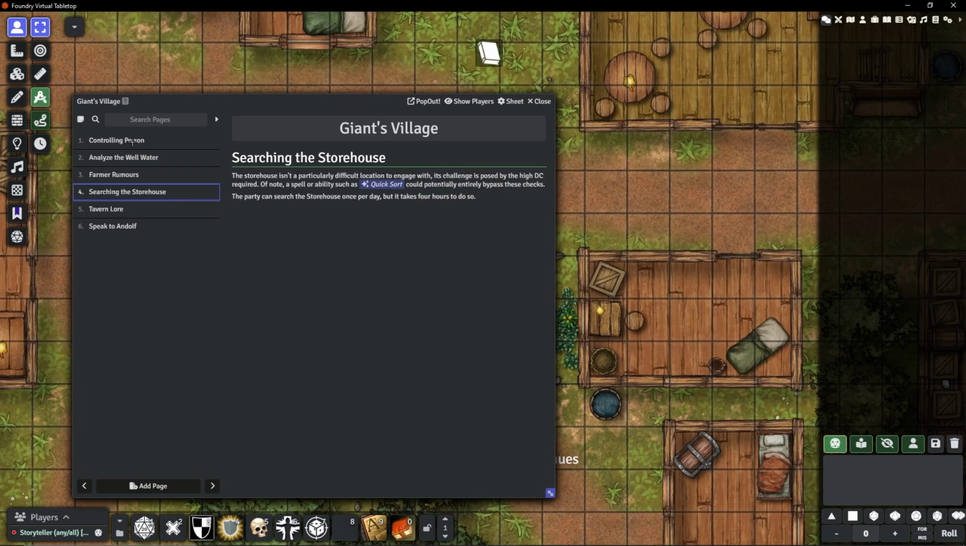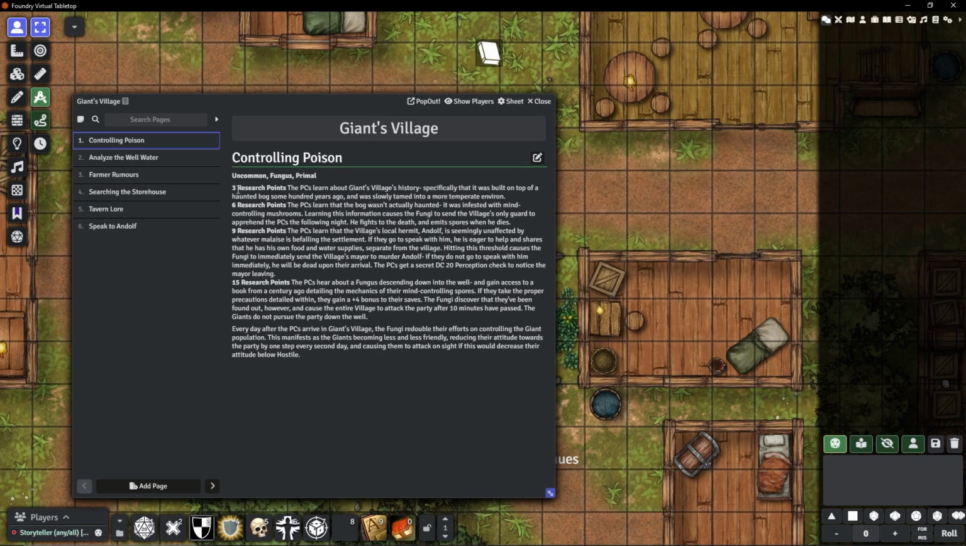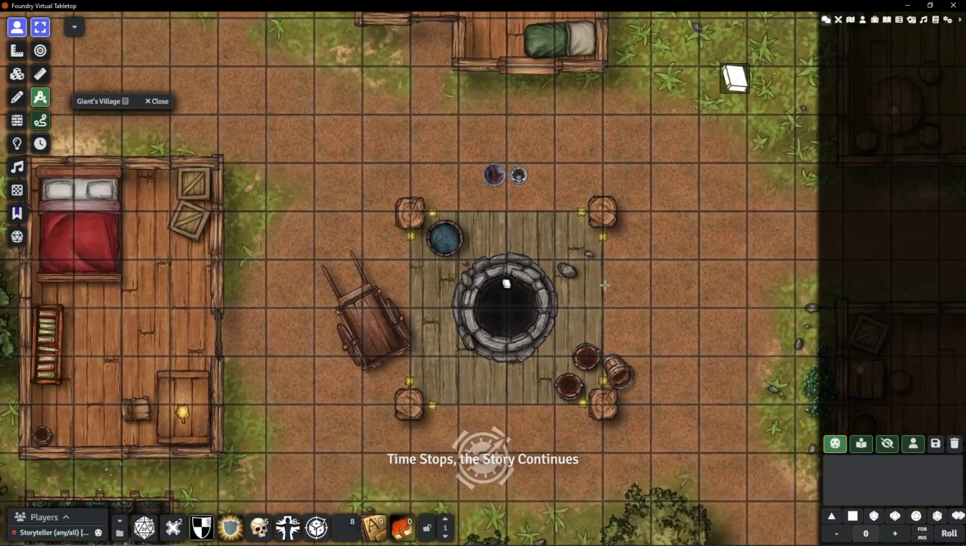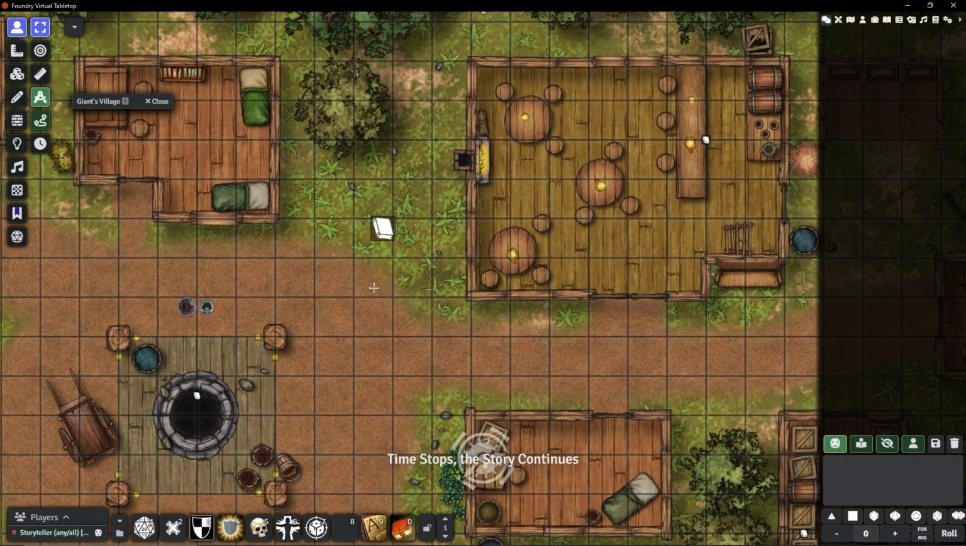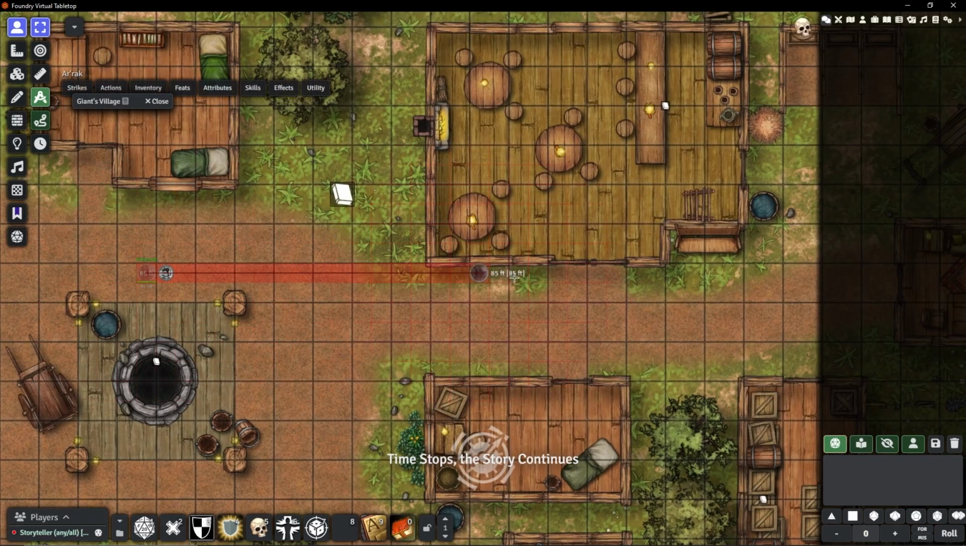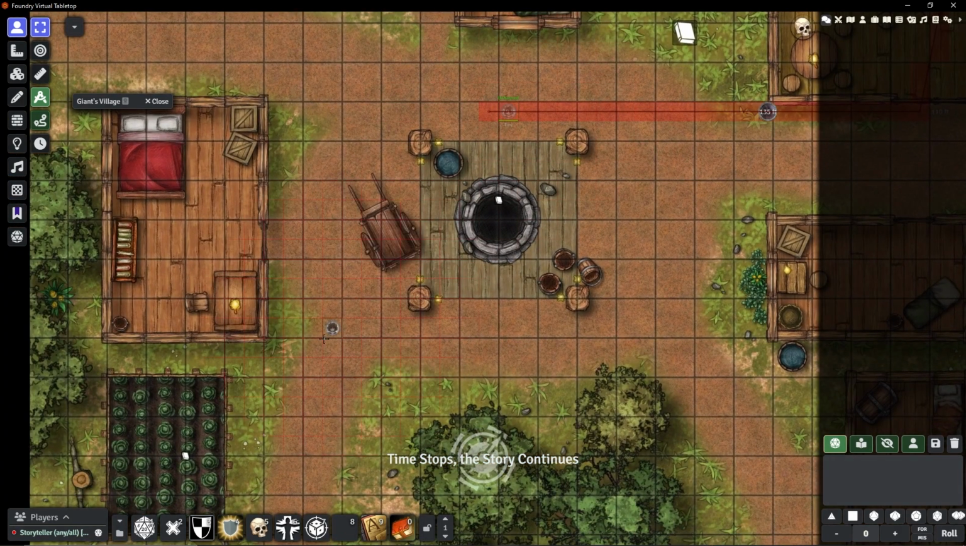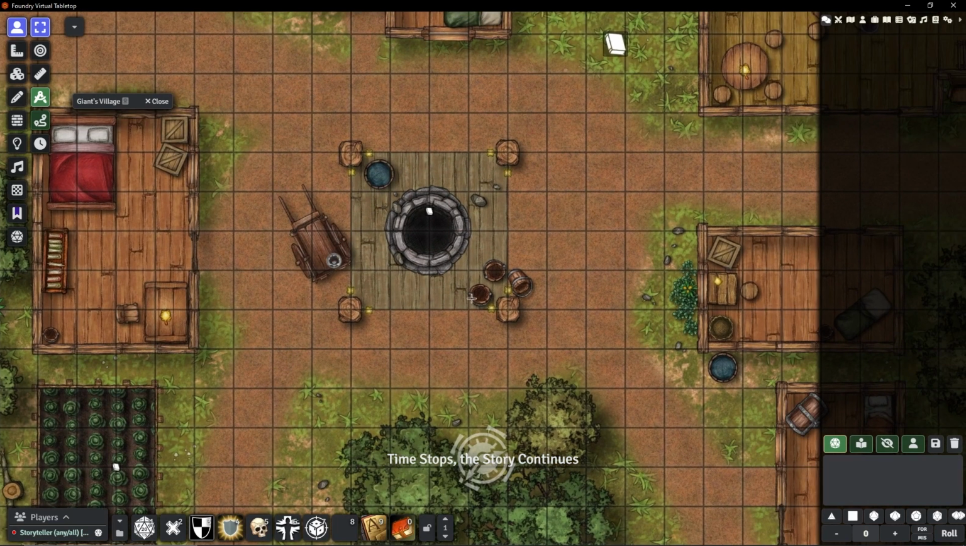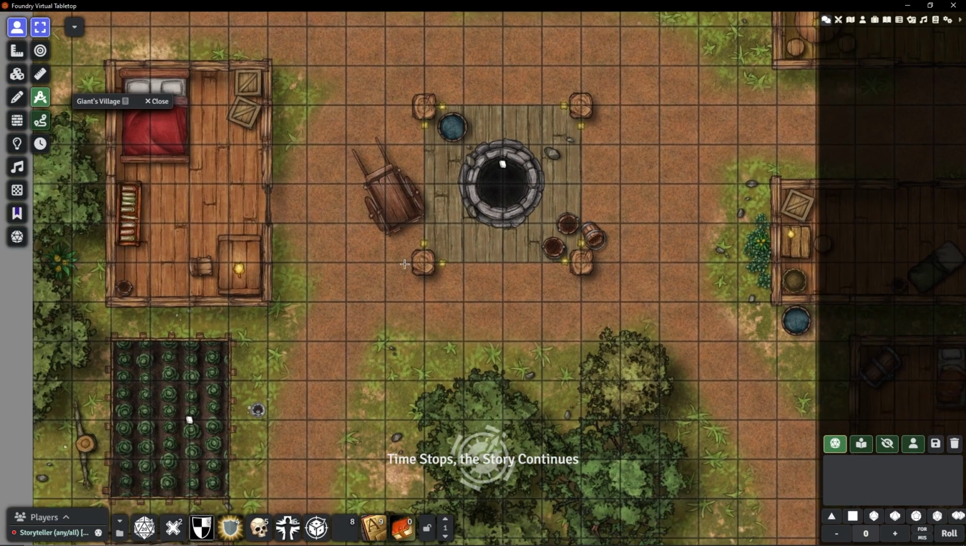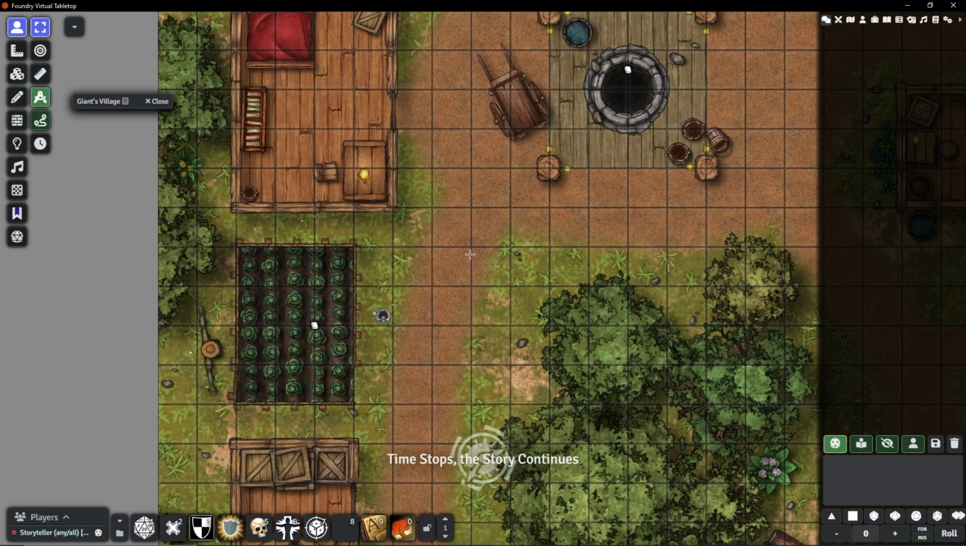As far as the thresholds go, at 3 research points accumulated, the players will learn about Giant Village's history, specifically that it was built on top of a haunted bog 100 years ago and was slowly tamed into a more temperate environment. So we're going to quickly get our characters, and I will not be mechanically satisfying the requirements for the chases or the researches, because that would make this video a lot longer than it already is.